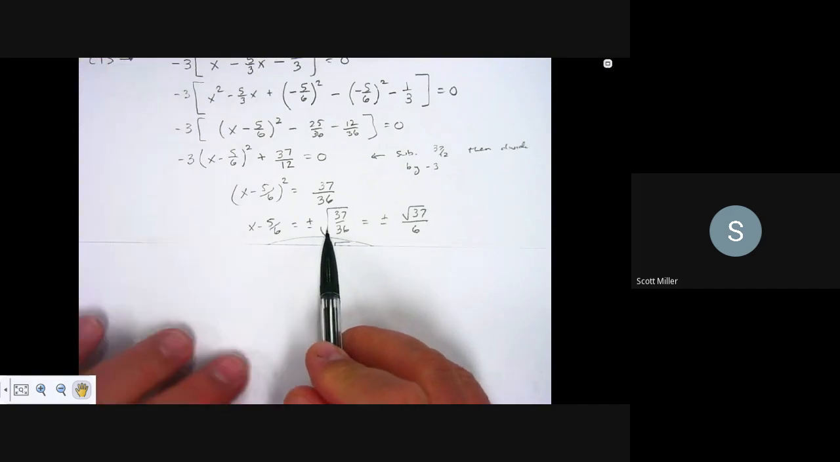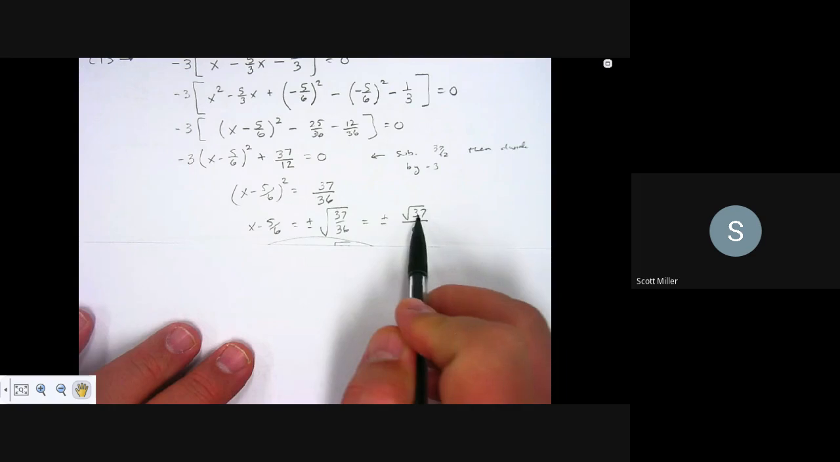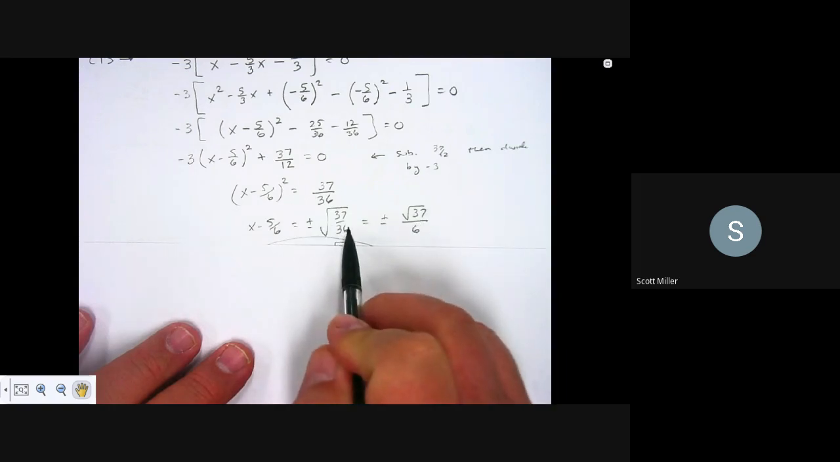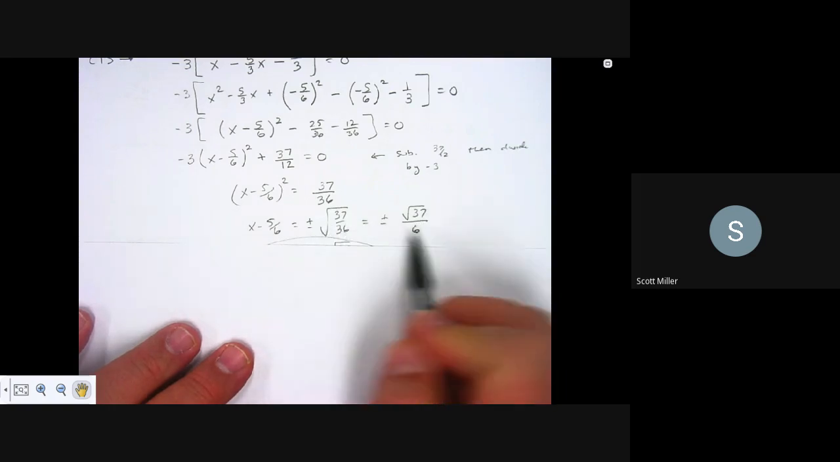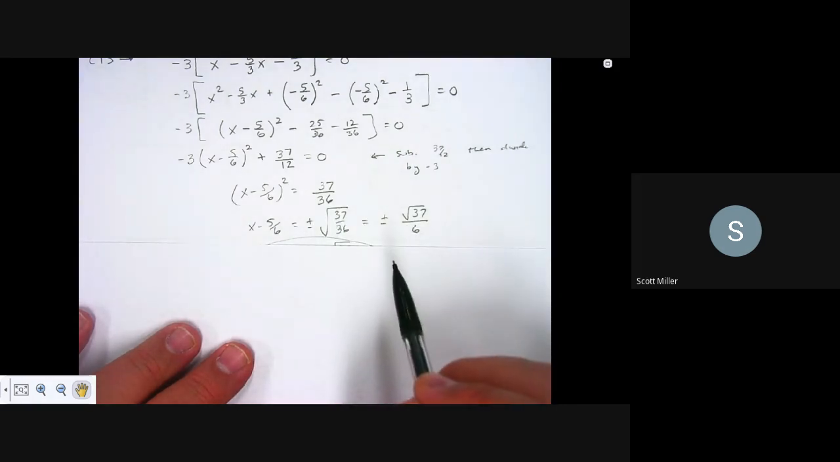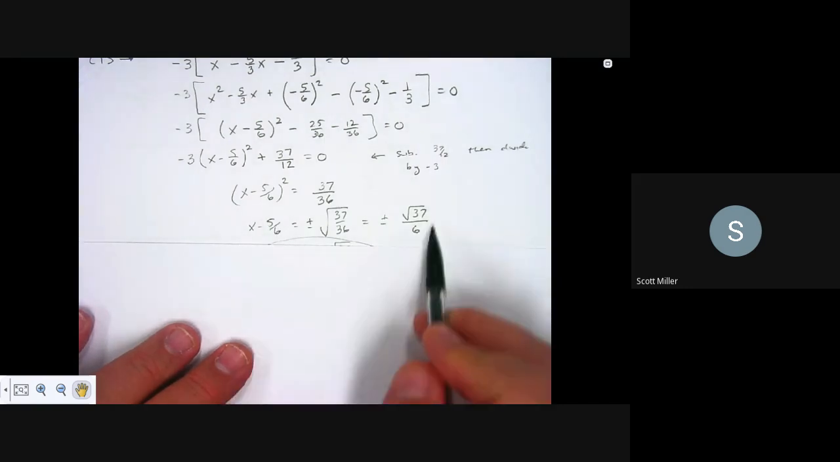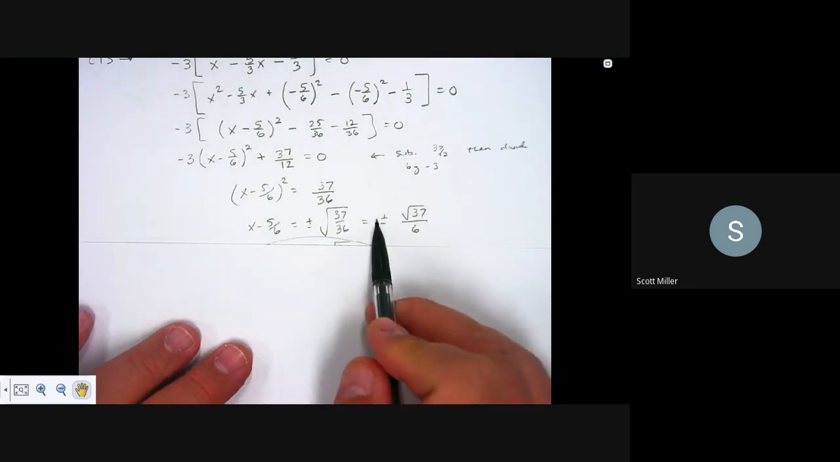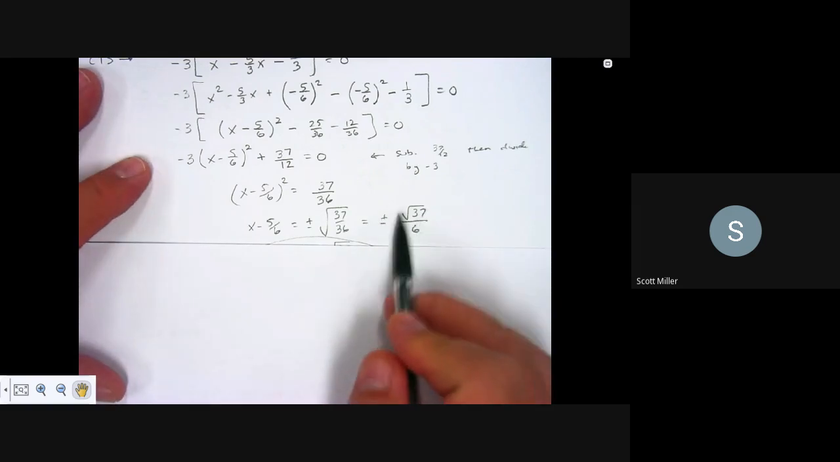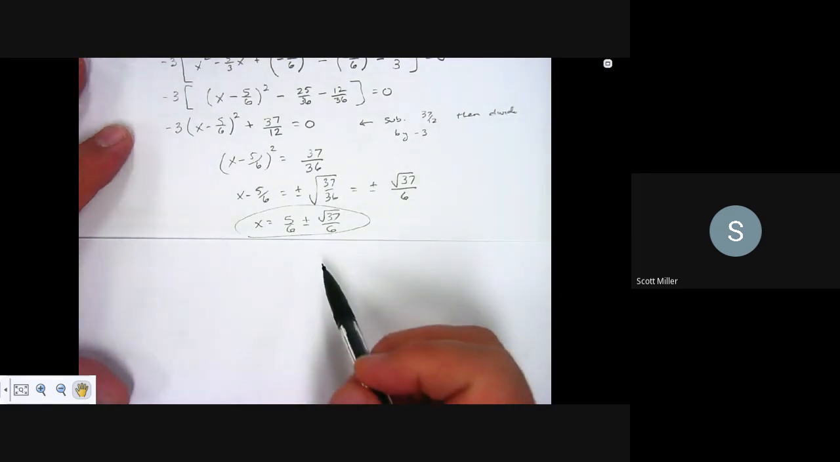And this right here can be simplified. The square root of a fraction is the square root of the numerator over the square root of the denominator, and the square root of 36 is 6, which is why it's written this way. You want to simplify your radical as best as you can. I want to know what x equals, so I'm going to add 5/6 to this fraction over here. I'm going to put it in the front. I can't combine them exactly because of the square root, and so I write my answer in that form. So that is the solution to the original quadratic equation.